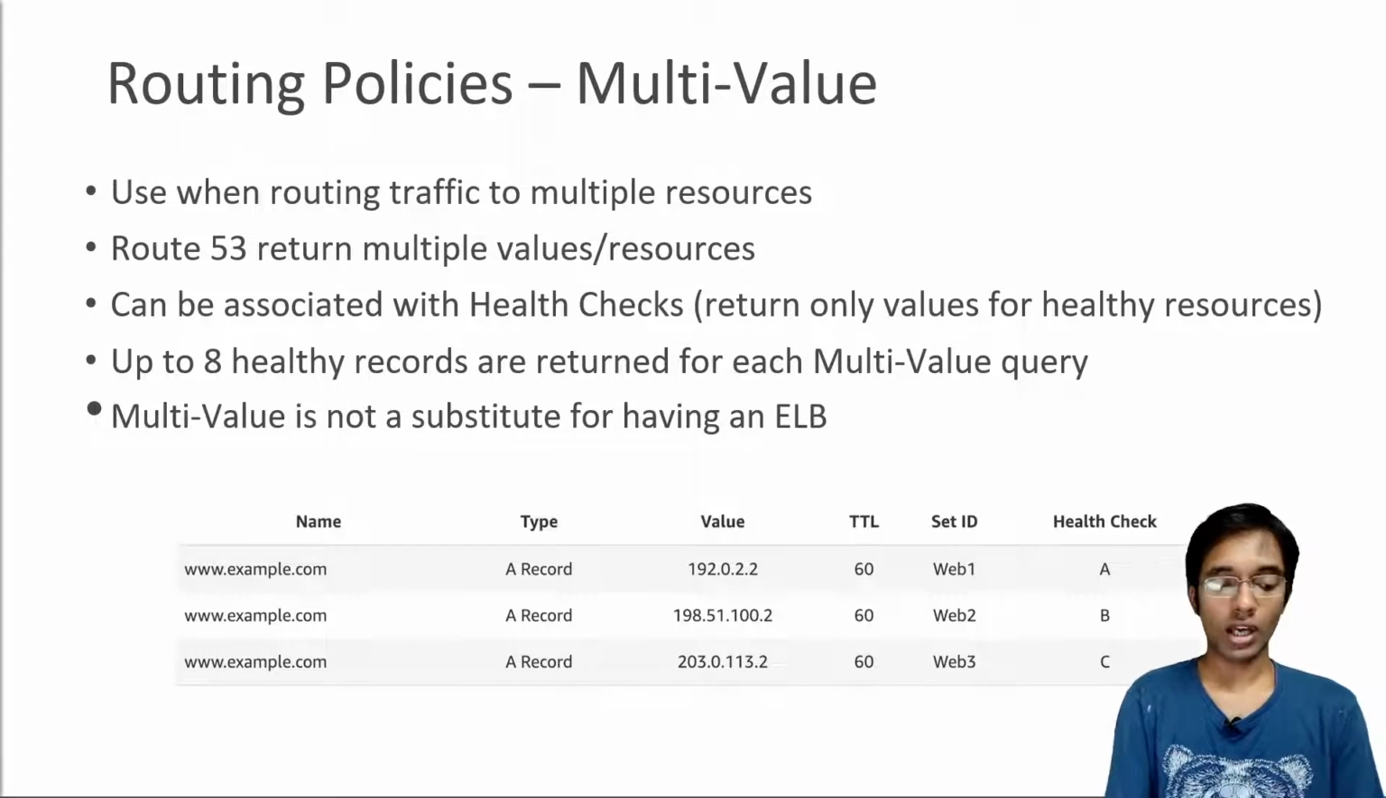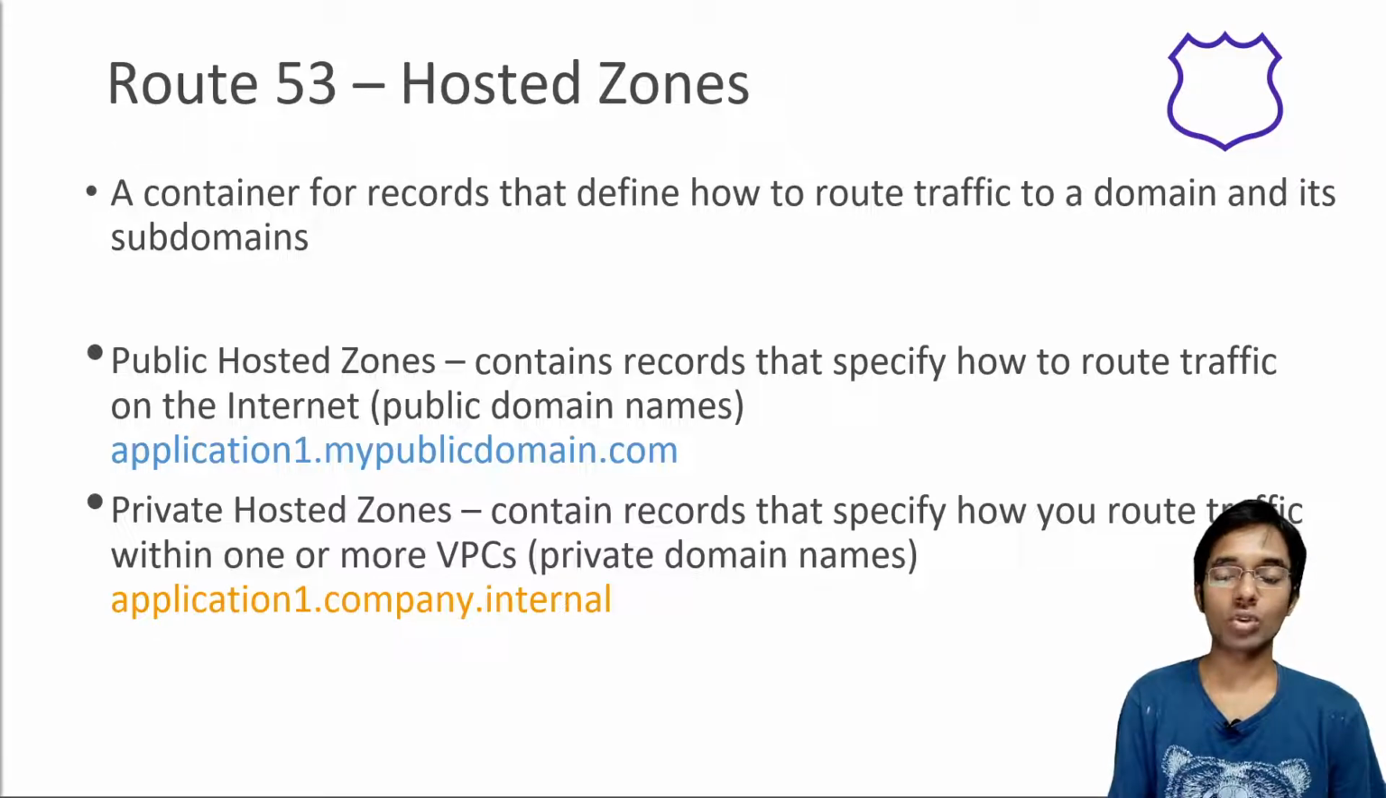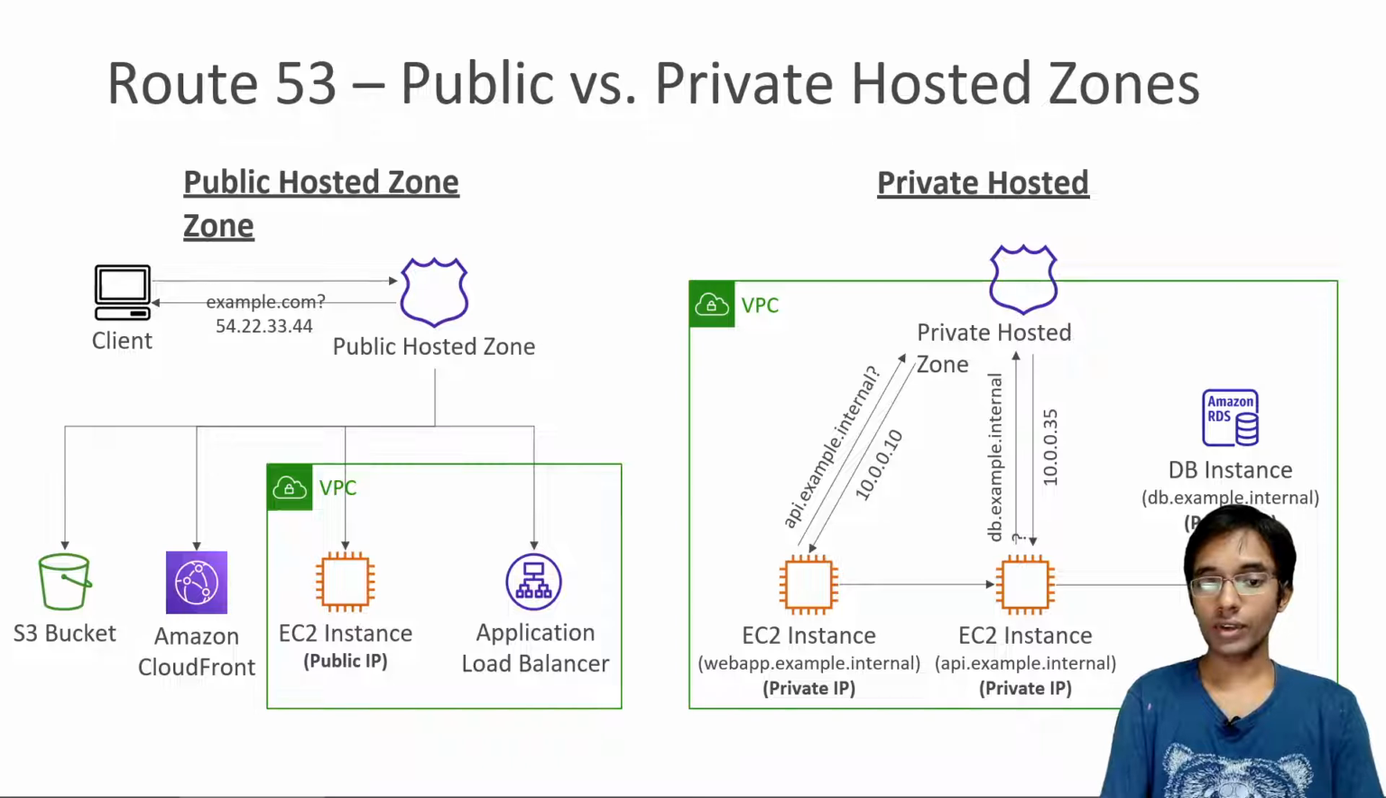Next we'll be looking at hosted zones. So this is a container of records to define how to route traffic to a domain and its subdomains, and we have two kinds of it. We have the public hosted zones to allow the internet to resolve public domains, and also the private hosted zones, which can only be resolved from within your VPC, and you can define private URLs.